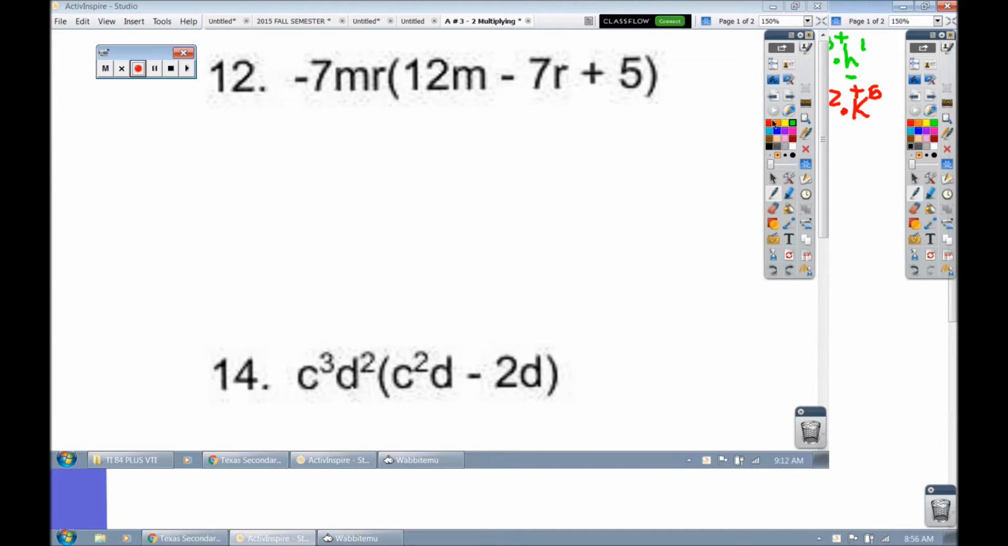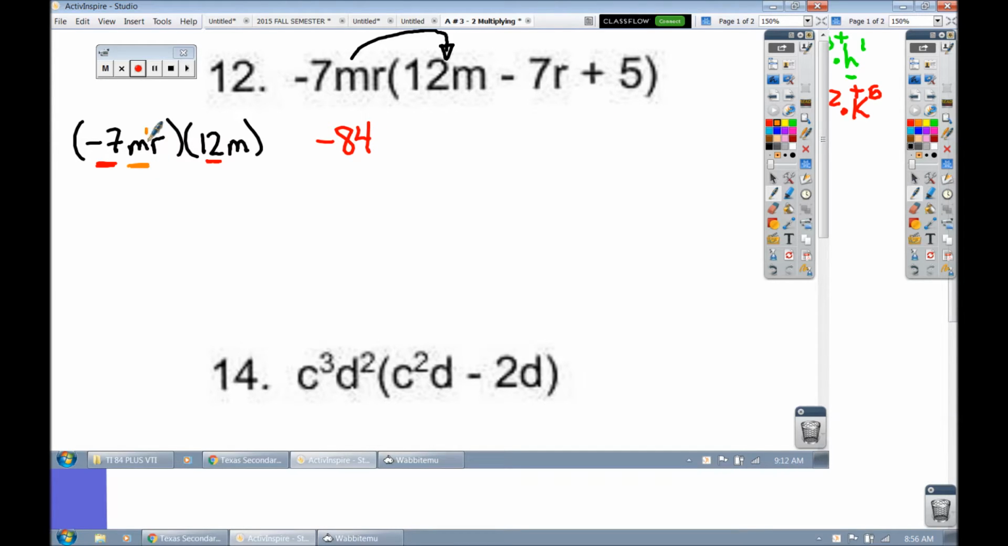Number 12. Give number 12 a shot. Start with your first distribution here. Negative 7mr times 12m. If you need to write that off to the side to help you out, you can. Start with your numbers. Negative 7, positive 12, that's going to give me negative 84. Let's jump over to the m to the 1st times m to the 1st, that's going to give me m to the 2nd. And since we don't have any r's to multiply, we're just simply going to put the letter r at the end. So we're done with our first distribution.